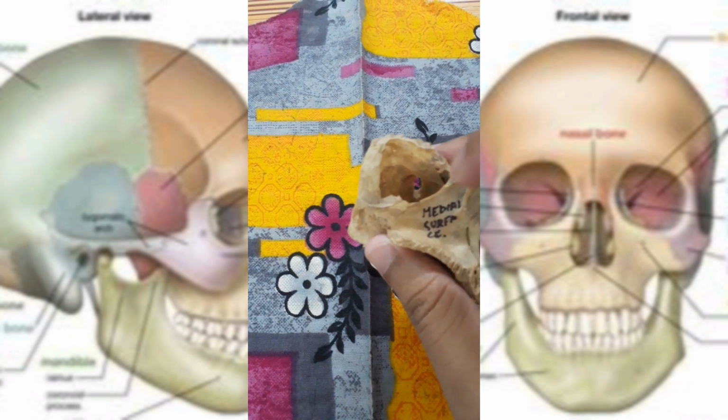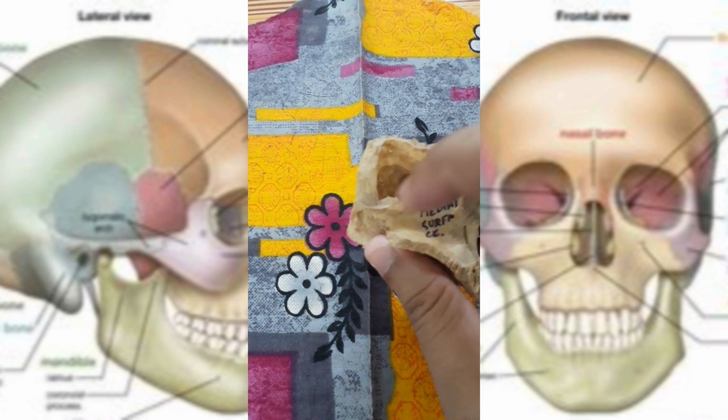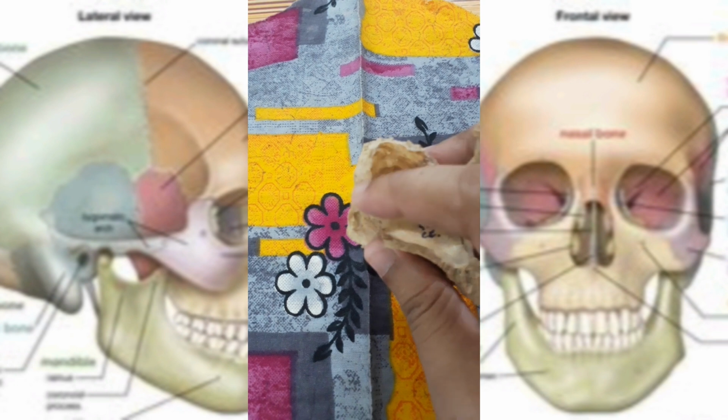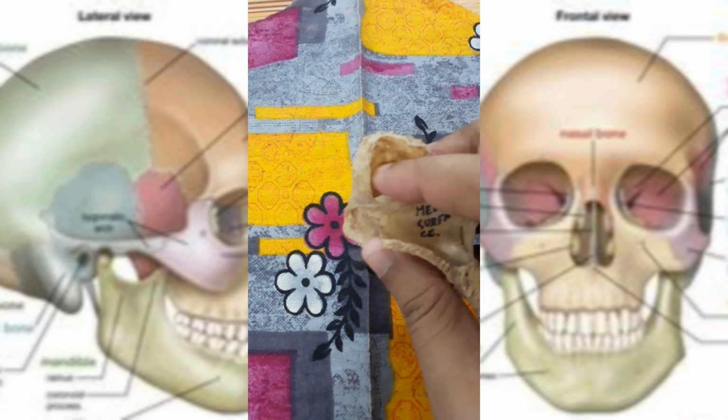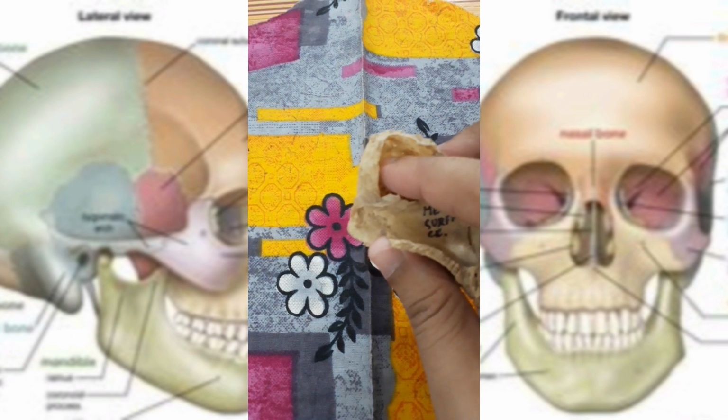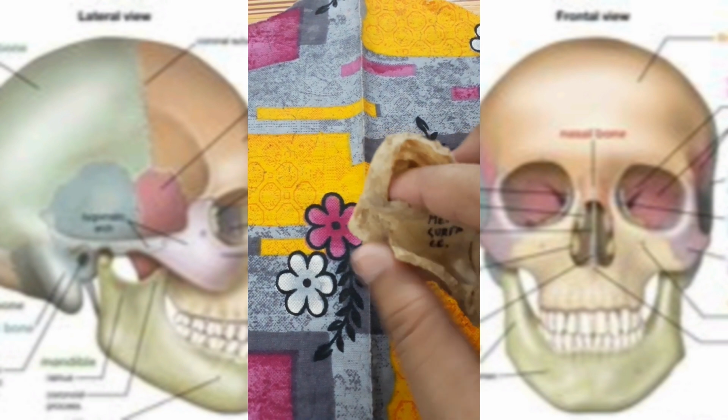Let's start with the zygomatic process. Here you can appreciate the zygomatic process in the bone. Superolaterally we have a rough articulation with the zygomatic bone, so it is called the zygomatic process. Next we move on to the frontal process.